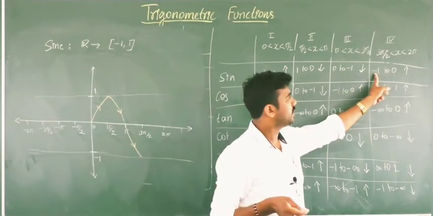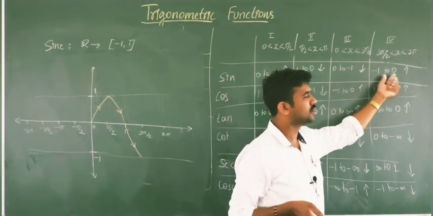And in the fourth quadrant, it is increasing from -1 to 0.